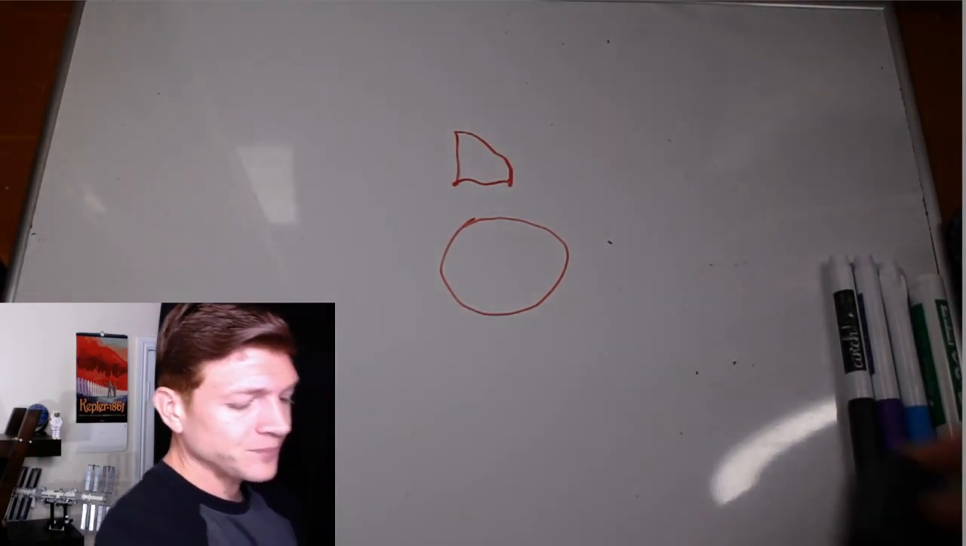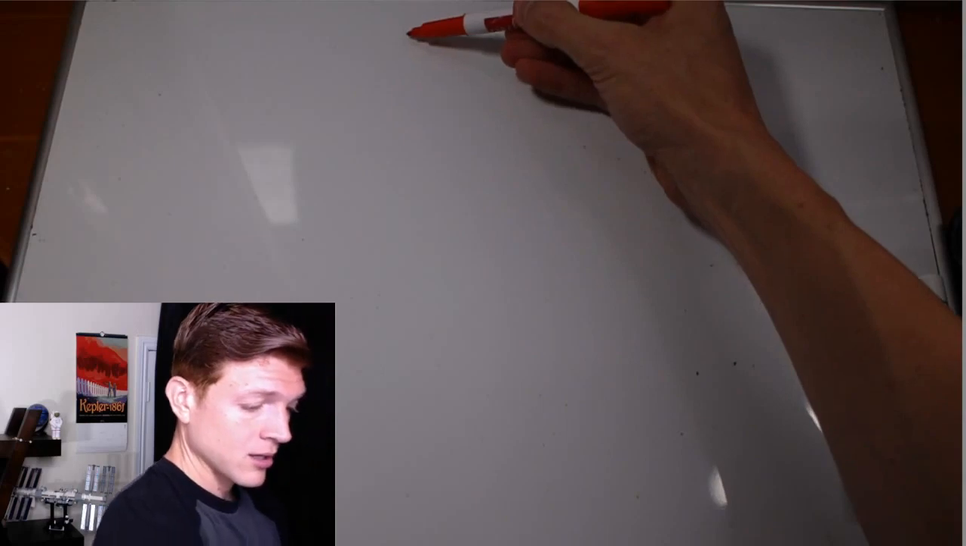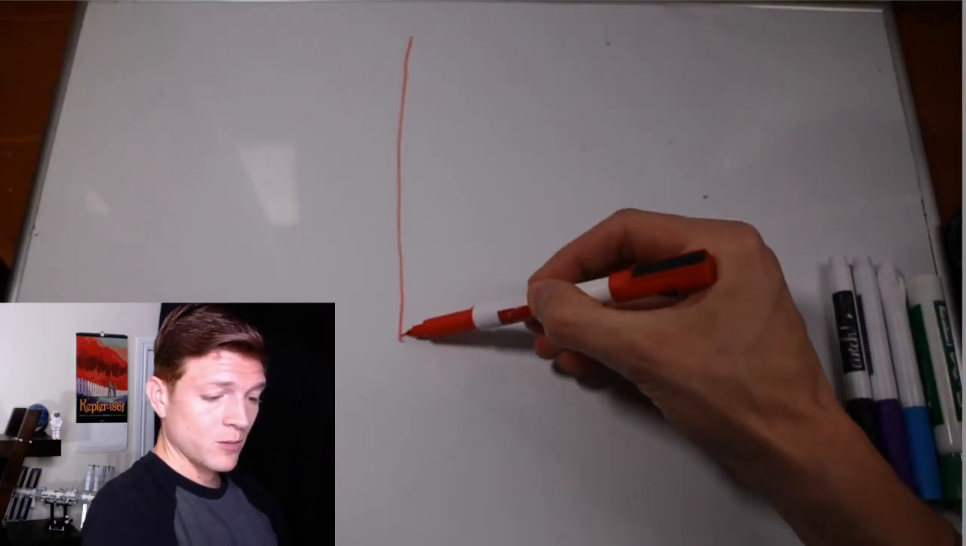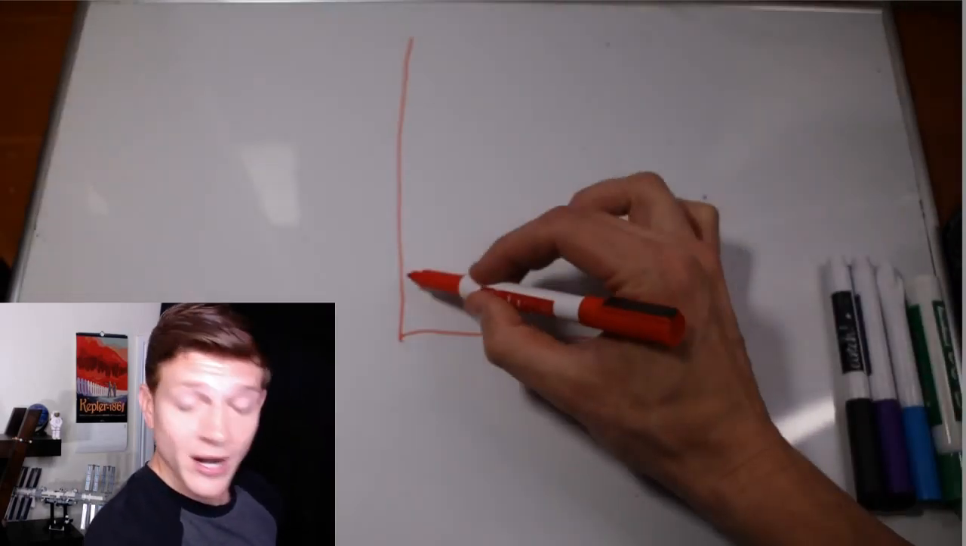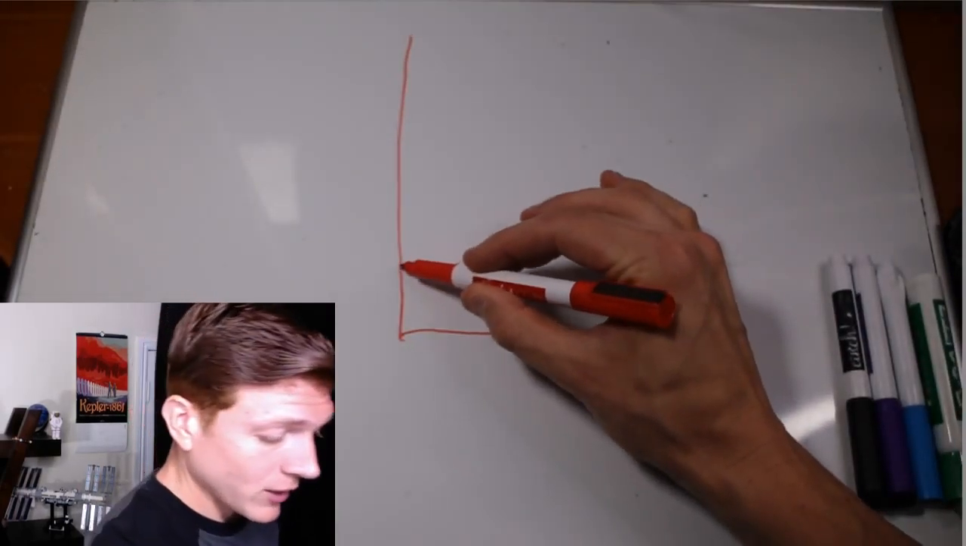Okay, so we are going to start off. I'm going to draw my big old piece like this. I'm going to start off in the center right here and draw my little arch.